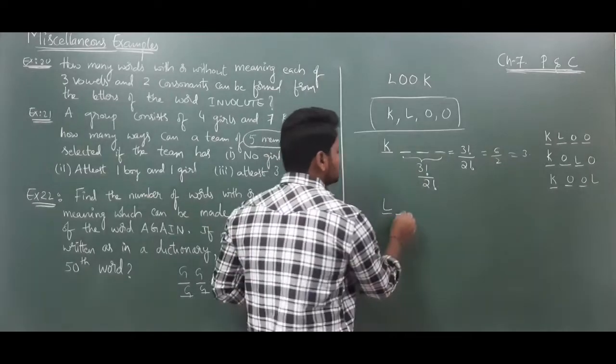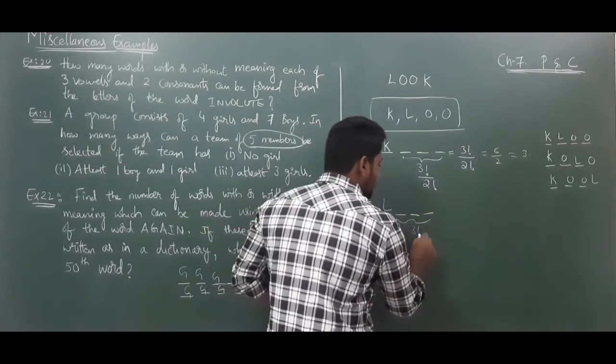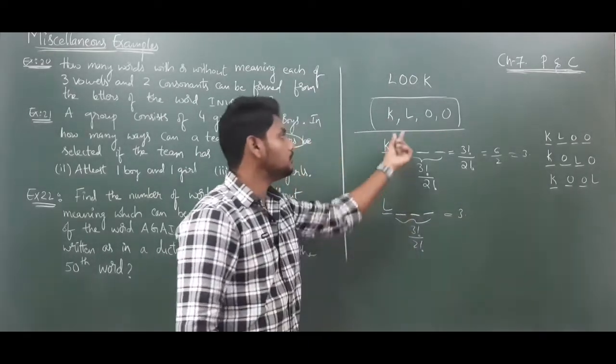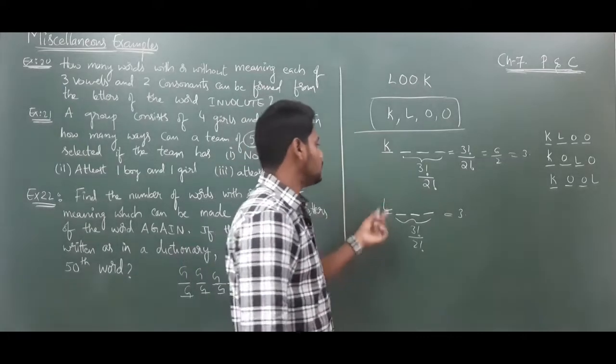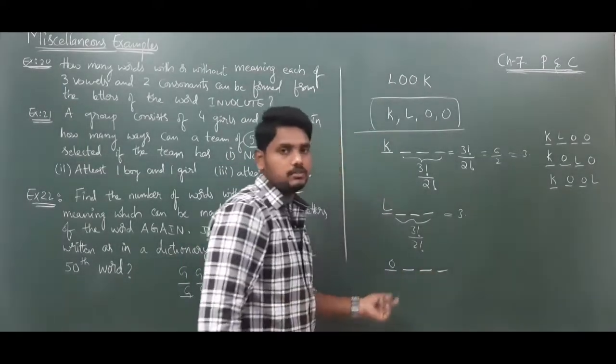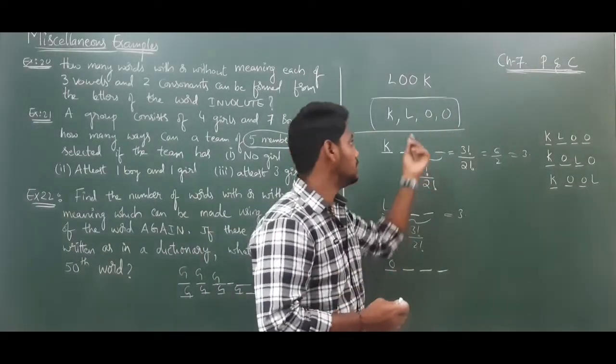L is fixed in the first place. So the remaining 3 letters can be filled in 3 factorial ways divided by 2 factorial ways. Again, why? Because here also O is repeated twice. Next, K is over, L is over. Next with O. Either this O or this O, no difference. Anyone we can take.